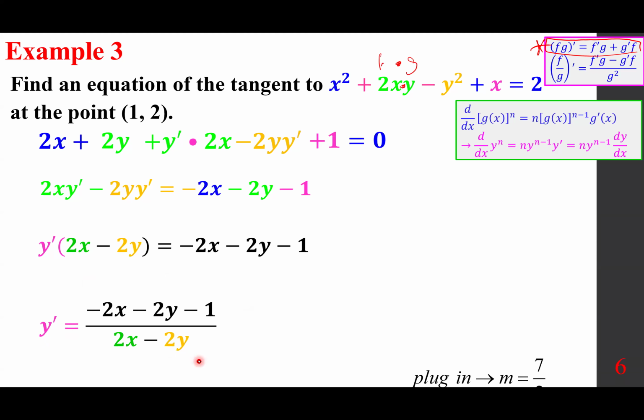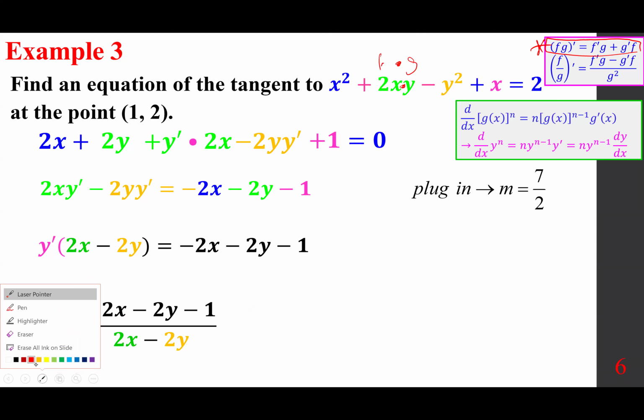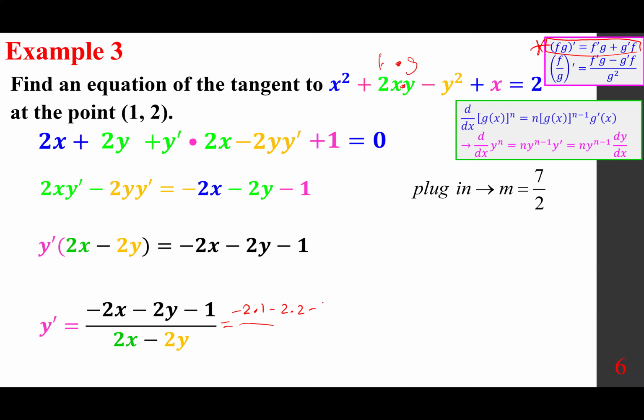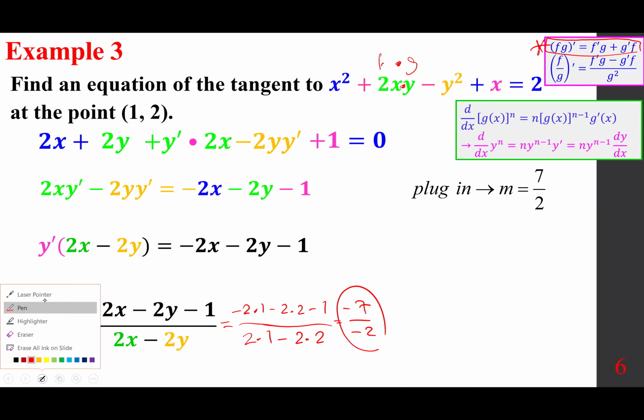Now, if you plug in, you get 7/2. I'm going to quickly show you. When I plug in, I get minus 2 times 1, minus 2 times 2, minus 1, and the numerator is minus 7. The bottom is 2 times 1, minus 2 times 2, which means 2 minus 4, which means negative 2. And I hope you realize negative over negative is positive.